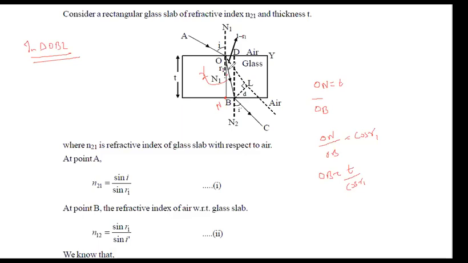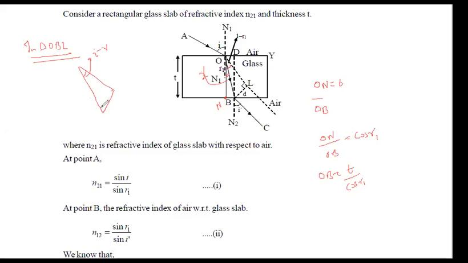Think about it. According to vertically opposite angle, this whole angle is I, but this angle is R. So this angle BOD, I'll just draw it like this, this angle is actually I minus R. Yes or no? Very good, Pragna. Because total is I, and this is R, so this is I minus R.